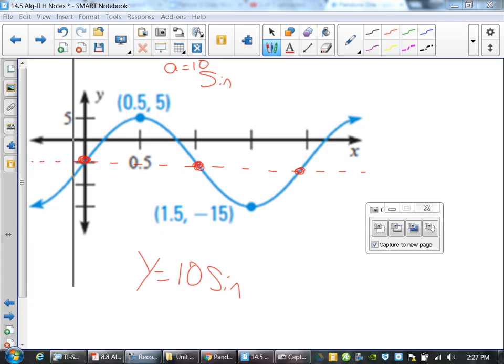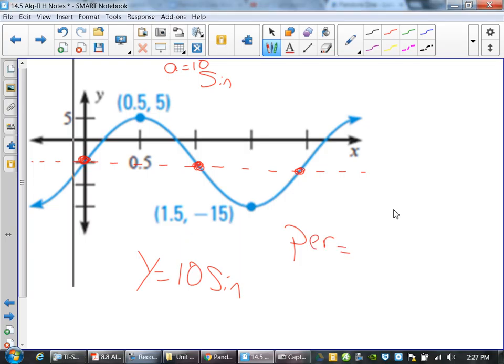So now, how far apart is 0.5 and 1.5? 1. So 1 is half the period. How much is the period then? 2. So our period is going to equal 2, which has to equal 2 pi over b. What's b? Pi. Your b value has to be pi. So now your answer is 10 sine pi x.